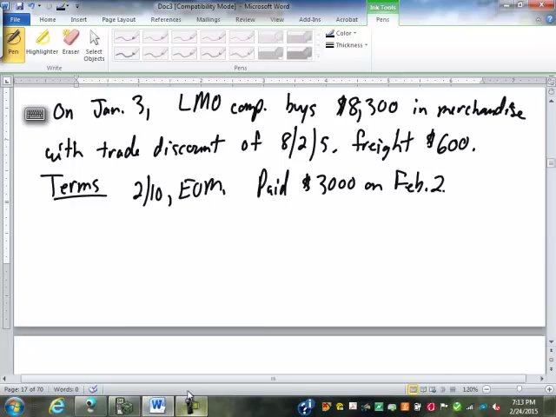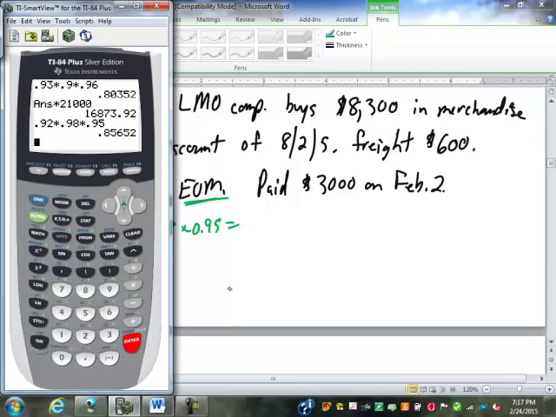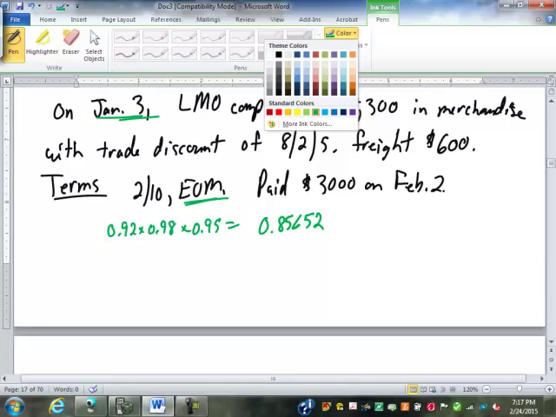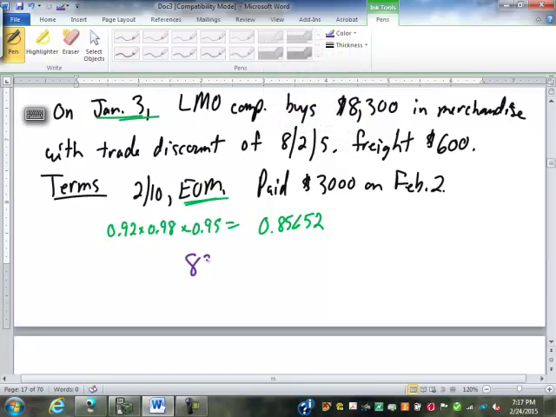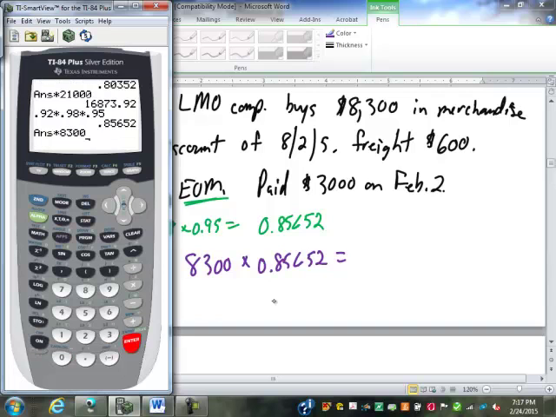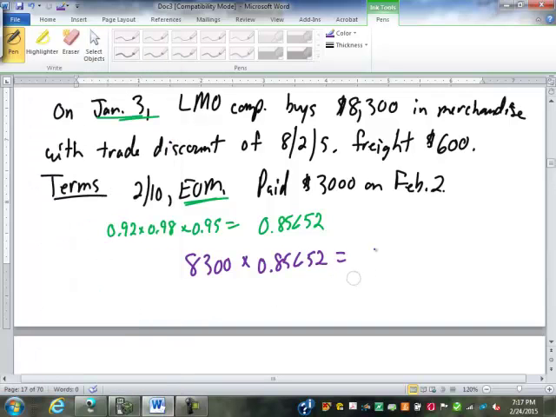So we shall pause it here for you. Okay, so we start out. We have the trade discount 825 is 0.92 times 0.98 times 0.95, which gives us 0.85652. Correct? What do we do with that? 8,300 list price times 0.85652. Yeah, 7,109.12.